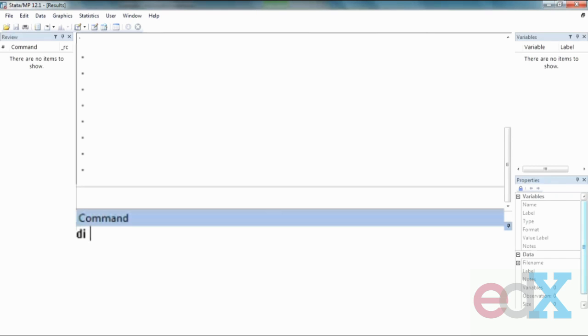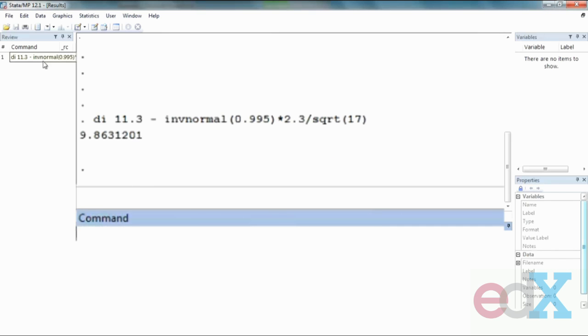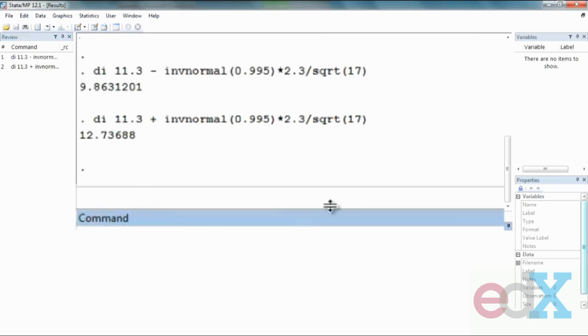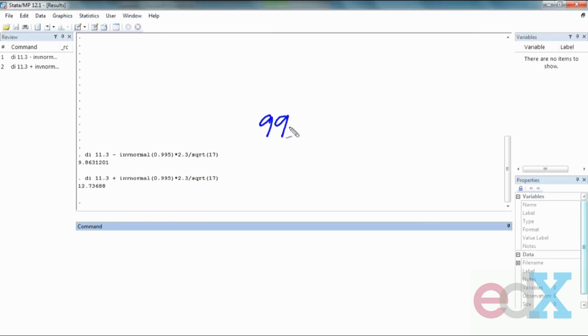To construct our predictive interval in Stata, we would type display mu minus invnormal 0.995 times my standard deviation of 2.3 divided by the square root of n, which is 17. We obtain a lower bound. Changing the minus to a plus, we obtain an upper bound, and we find that a 99% predictive interval for the sample mean from a population who did not complete the physical activity program is about 9.9 to 12.7.